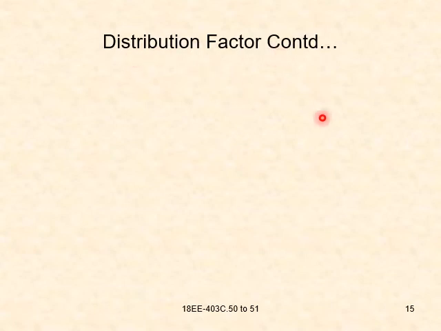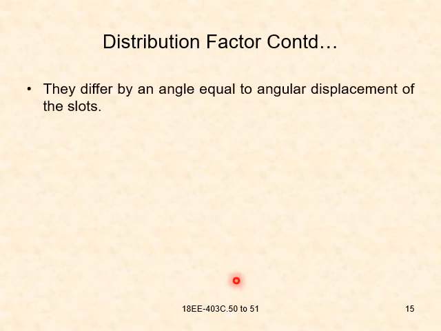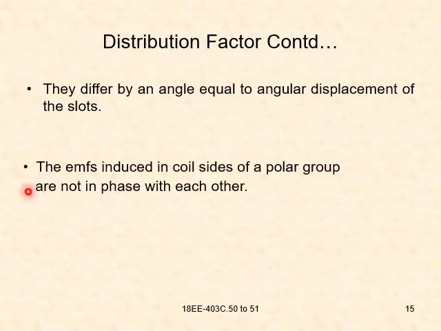In continuation of the distribution factor, they differ by an angle equal to the angular displacement of the slots. The EMFs induced in the coil sides of a polar group are not in phase with each other.